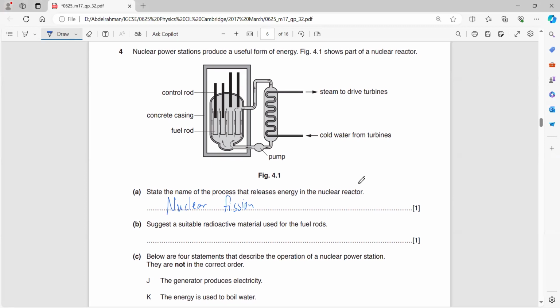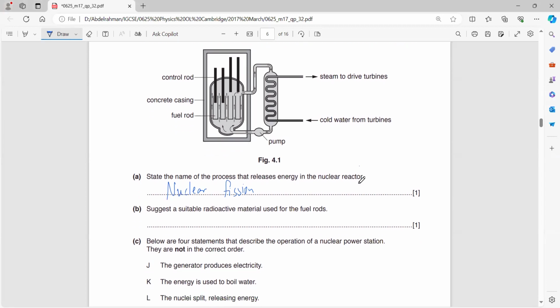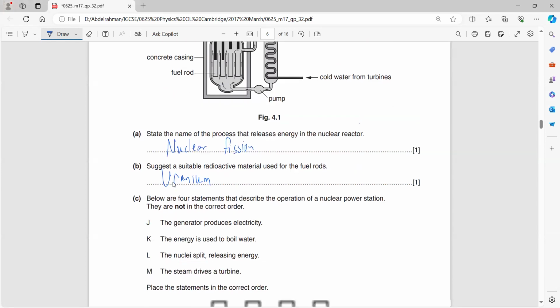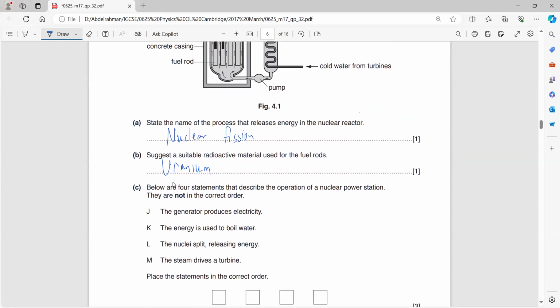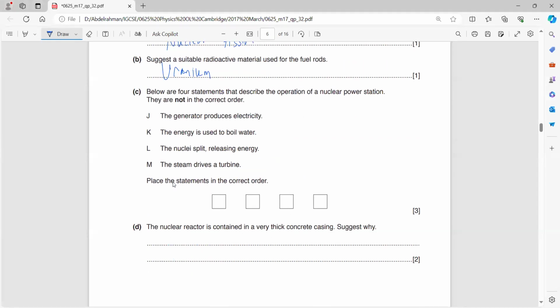Suggest a suitable radioactive material for the fuel rods. Radioactive material. Okay, someone said uranium. Okay, good. It's the most popular fuel we use in the nuclear reactors. Uranium, or sometimes we use something called plutonium. Below are some statements we need to write them down in the correct order. J, K, L, and M.